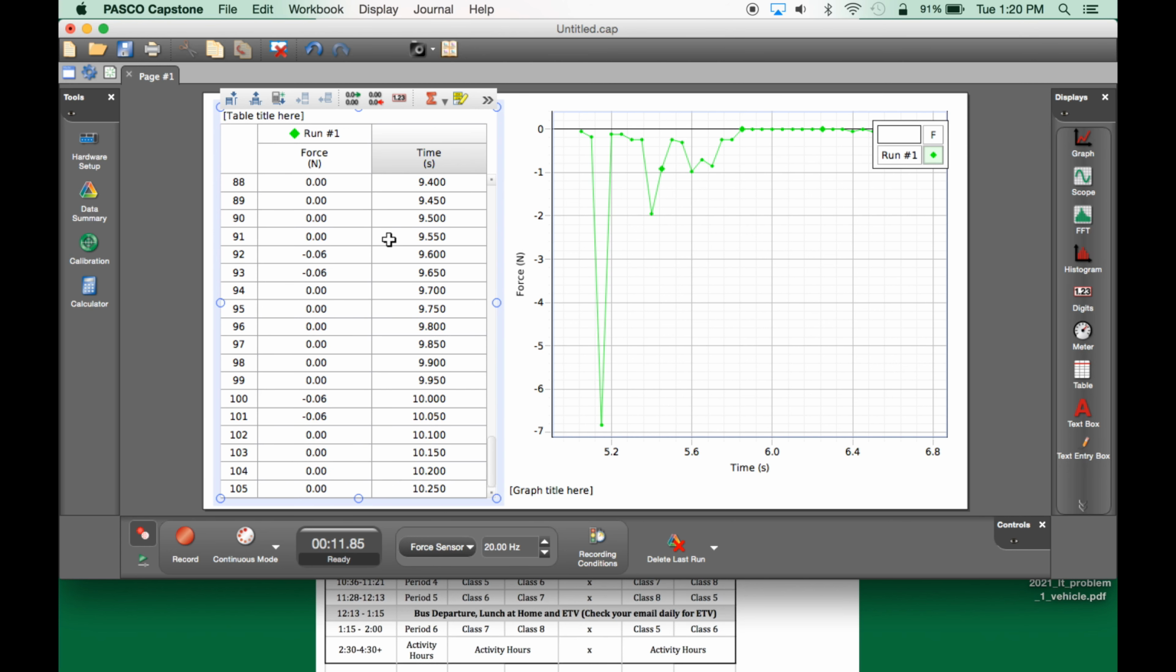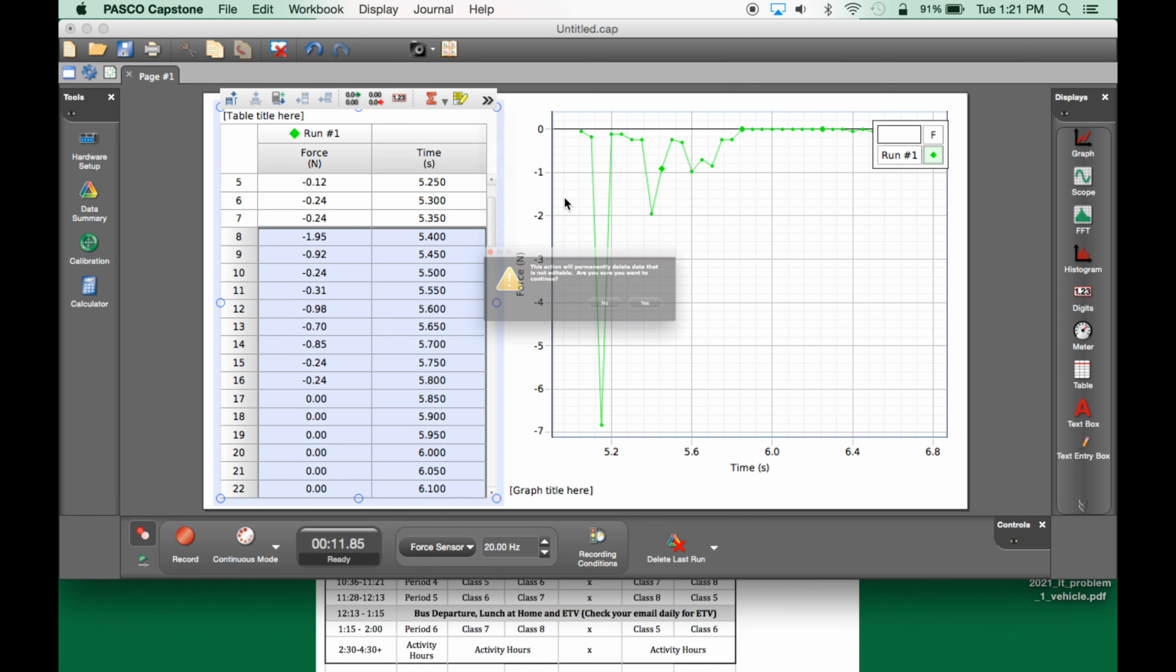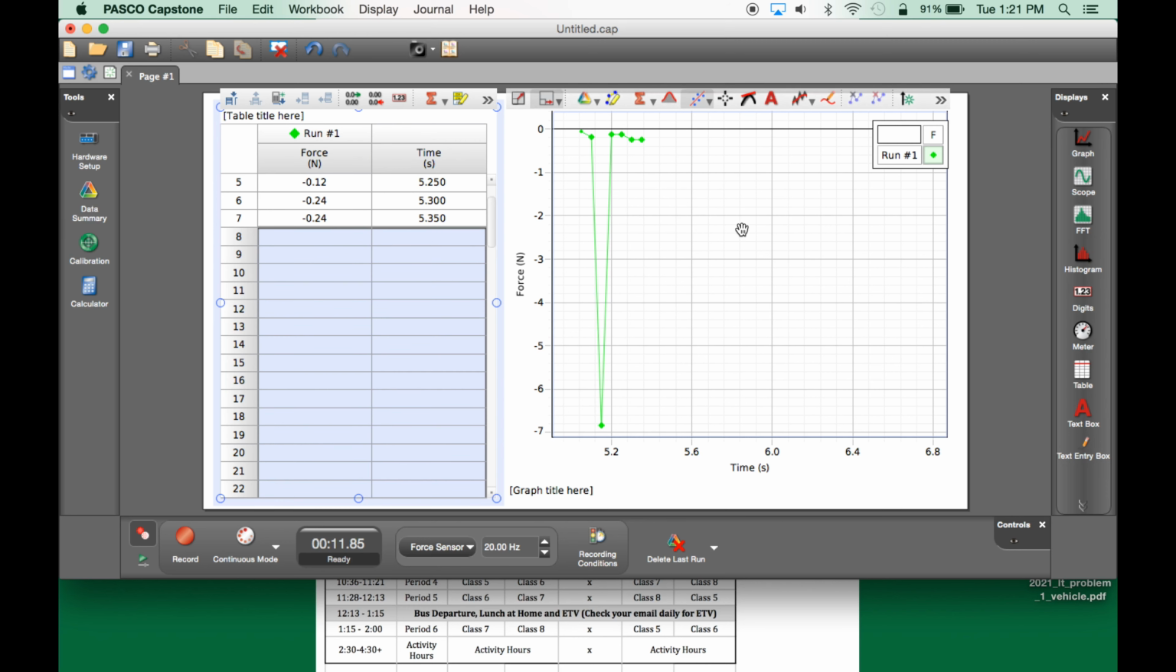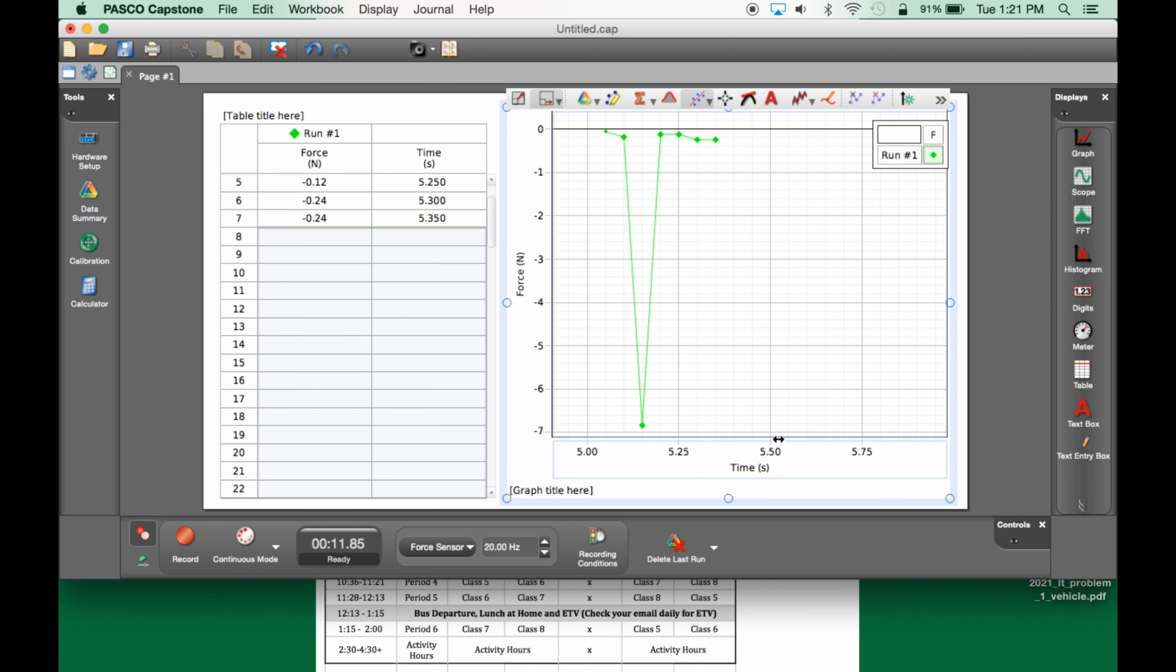Why did it not let me do that? Hold on. So we'll go back here. Cut away a lot of that data. So we're left with just the initial spike, and I'm going to stretch this out a little bit so we can get a better idea of the timing here.